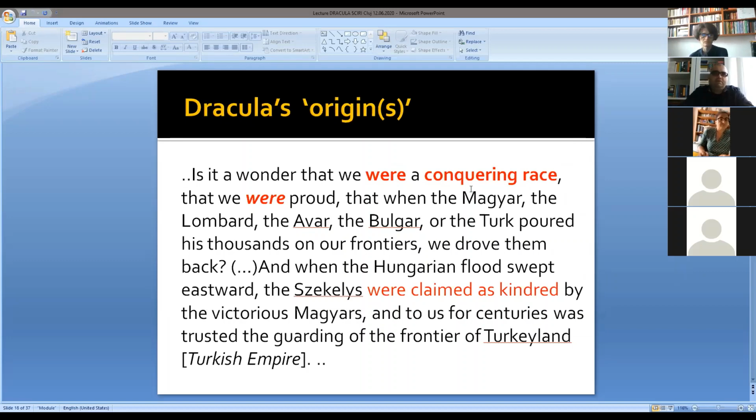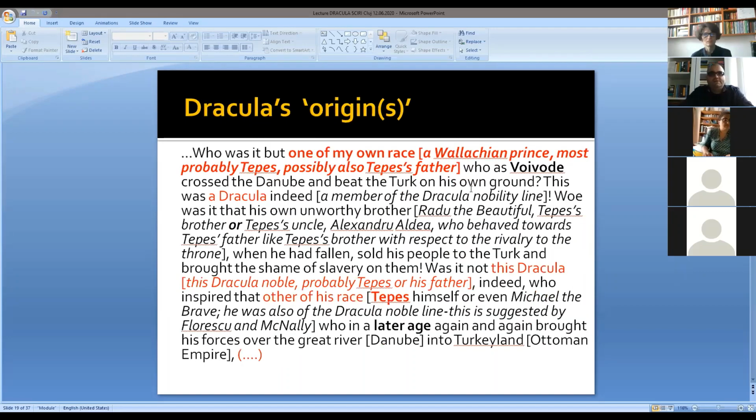And when the Hungarian flood swept eastwards, the Székelys were claimed as kindred by the victorious Magyars, and to us for centuries was trusted the guarding of the frontier of Turkeyland, or of the Turkish Empire." This is actually a historical episode which is very accurately described in the novel. "Who was it but one of my own race," he says further down the speech.